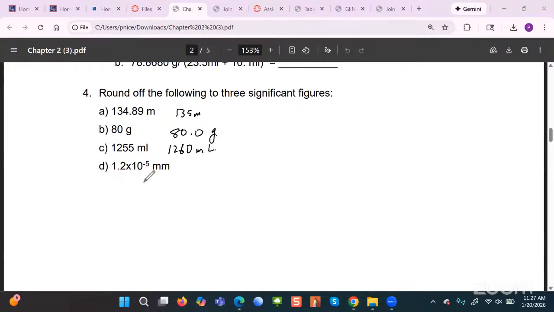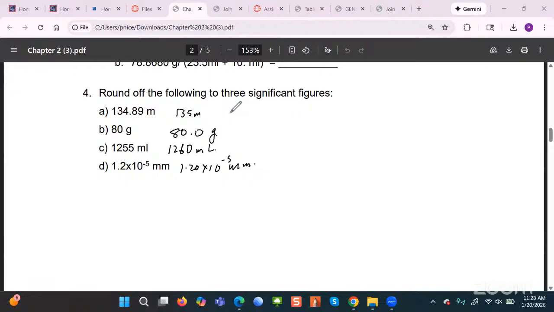Okay, and then D. How would you express that to 3 sig figs? 1.20 times 10 to the minus 5 milliliters. Okay, very good. All right. Any questions about any of these?